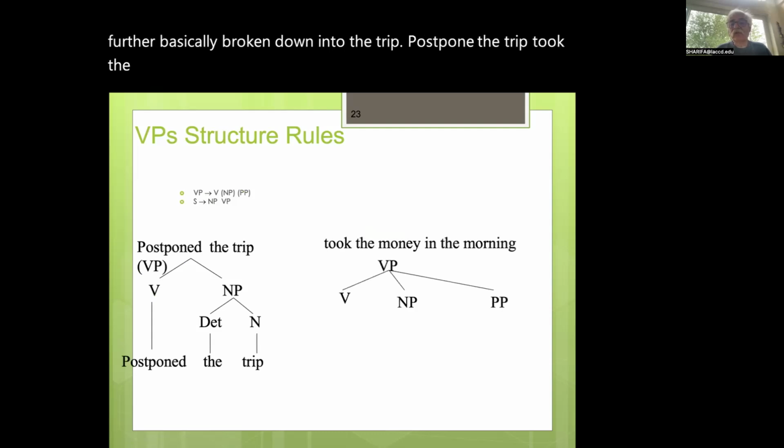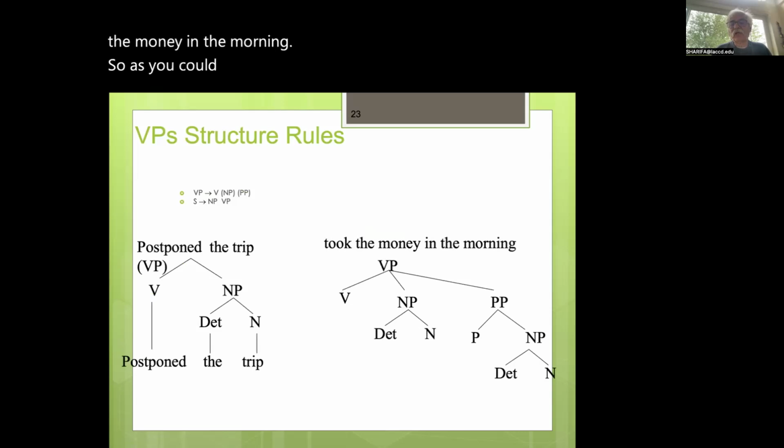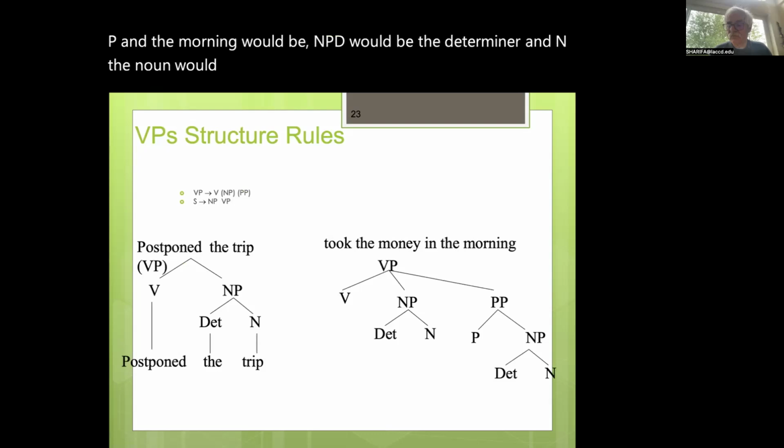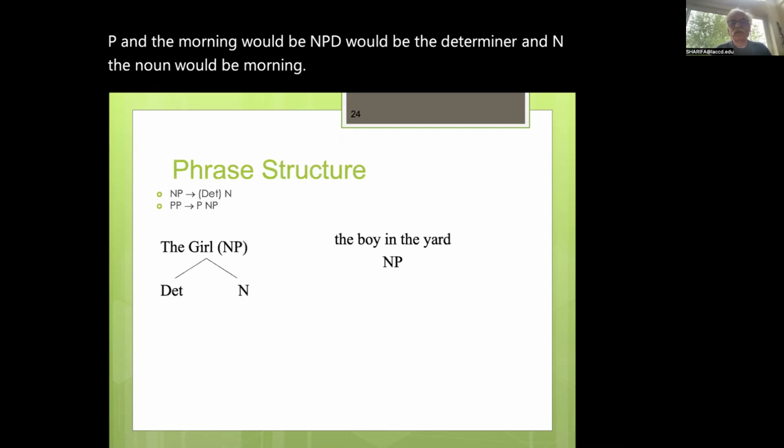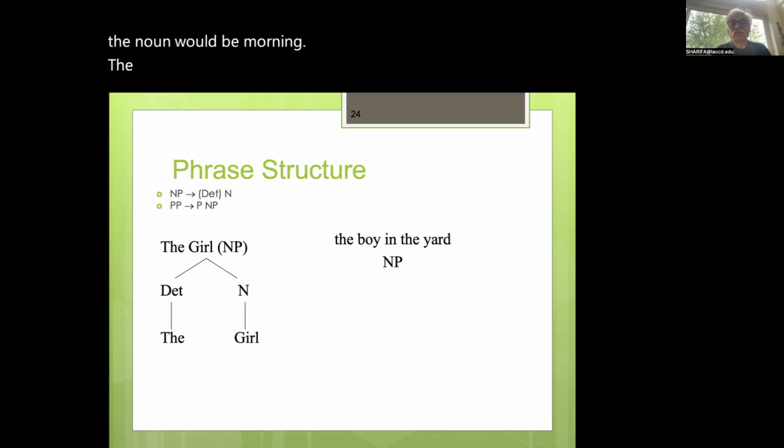Took the money in the morning. So as you could see, here you have in the morning, which is a prepositional phrase, in, P, and the morning would be NP. The would be the determiner, and N, the noun, would be morning. The girls, the boy in the yard.